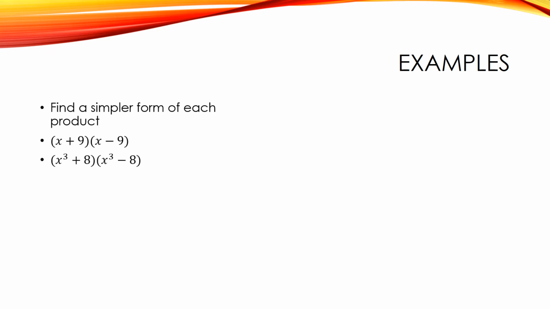Here's some examples for you to try. Pause the video at this point to try those two examples right there. Here are your answers. The quantity x plus 9 times the quantity x minus 9 will give me x squared minus 81. And the quantity x to the third plus 8 times the quantity x to the third minus 8 will give me x to the sixth minus 64.